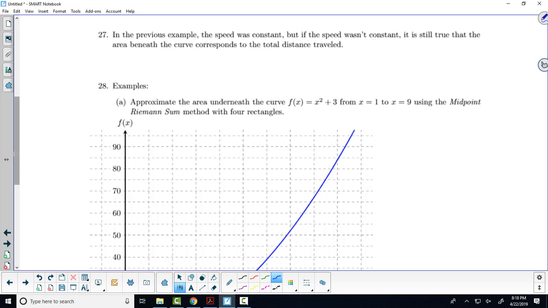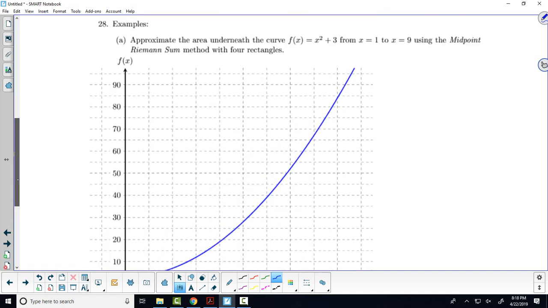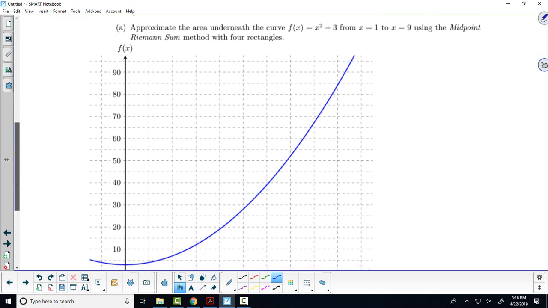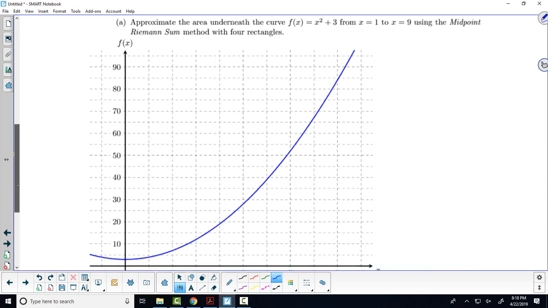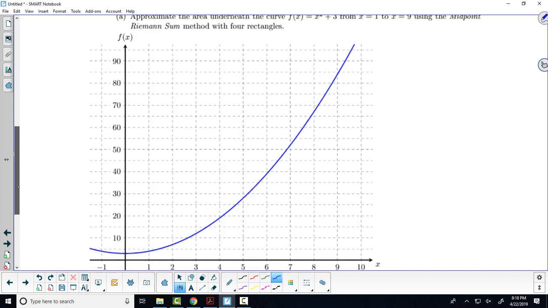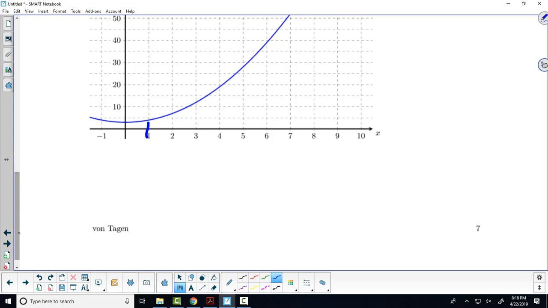Okay. Approximate the area underneath the curve. This is the same curve we've been visiting. By the way, pay attention to this because I'm going to revisit this curve twice more. x squared plus 3 from x equals 1 to x equals 9 using the midpoint Riemann sum method. So here we go. Here's 1 to 9. Here's our partition. These are our fence posts.